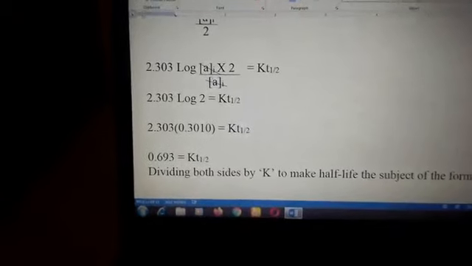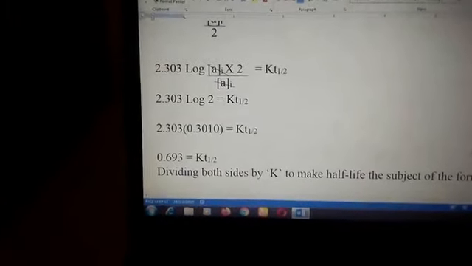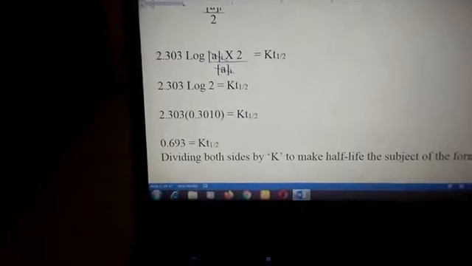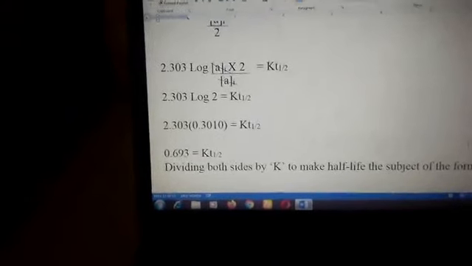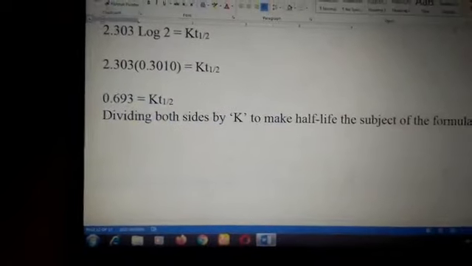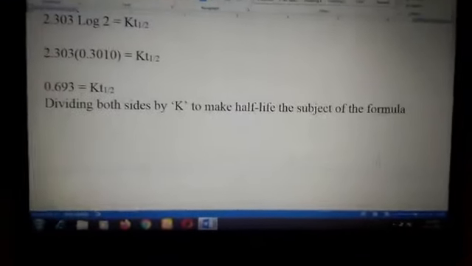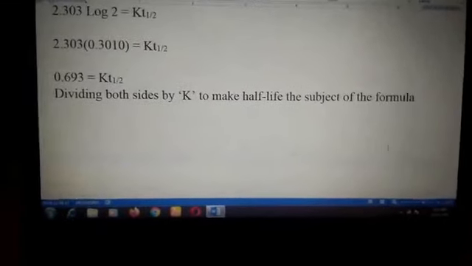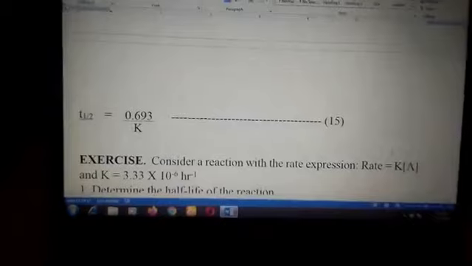And log 2 is 0.3010. So 2.303 times 0.3010 gives us 0.693 equals k t-half, where t-half is the half-life. So we make t-half, the half-life, the subject. How to make it the subject? We divide both sides by k, so that half-life becomes the subject of the formula. So dividing both sides by k, the rate constant, to make t-half or half-life the subject of the formula, we now have t-half as 0.693 over k.